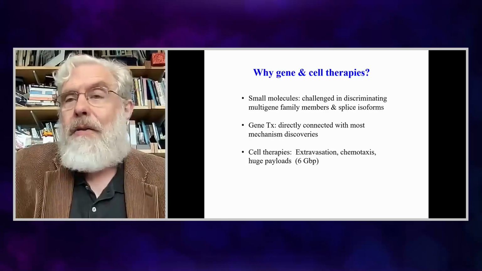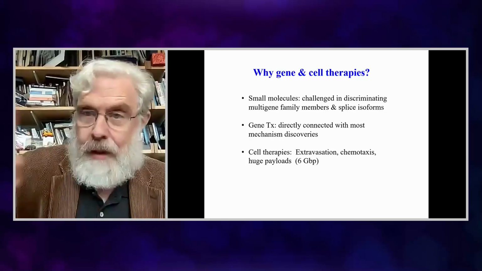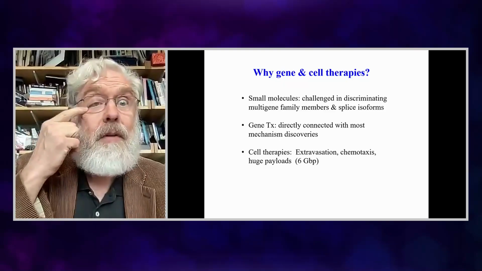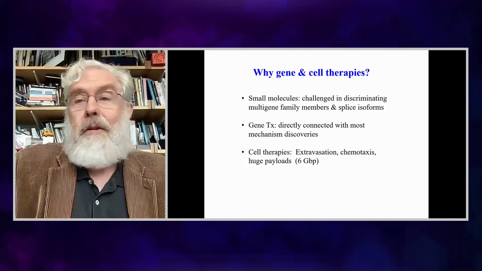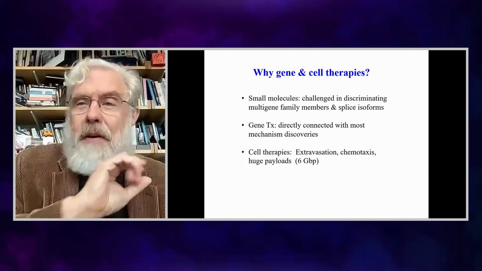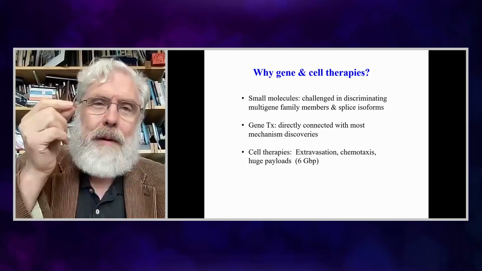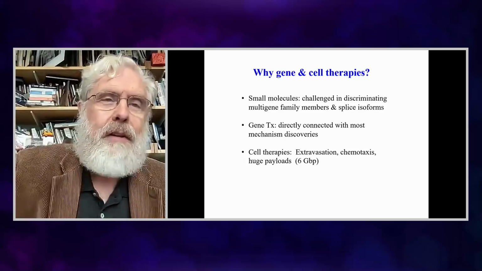In small molecules, the active sites look all alike within a family, within a splice isoform family. But for gene therapies and cell therapies, you can be very specific in saying, I'm interested in this family member and this splice form, and so it doesn't have that problem.